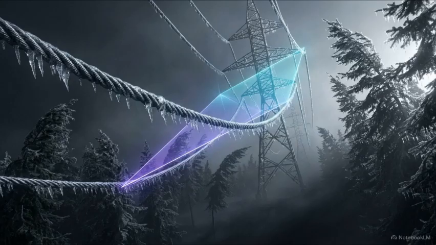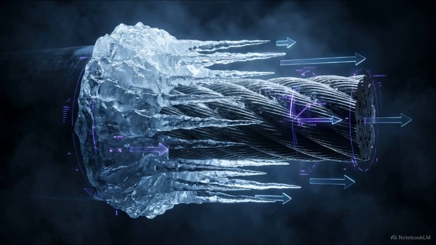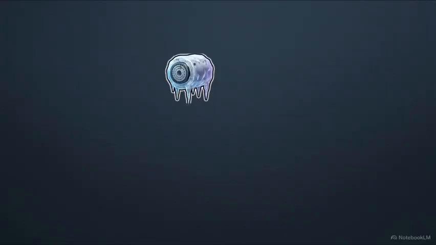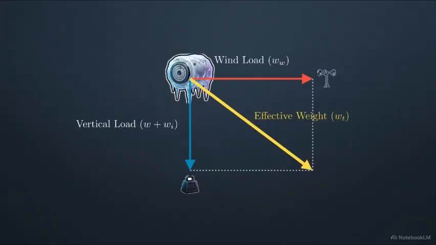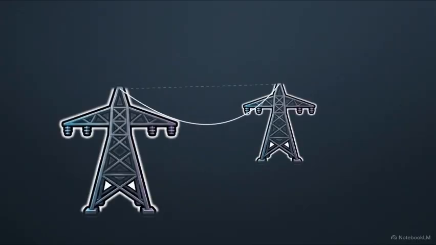Simultaneously, a winter storm brings heavy winds. Wind acts as a contradictory force, pressing horizontally against the newly expanded icy surface of the wire. This diagram shows the cross-section of the total force. We have a downward vertical load from the ice and a horizontal push from the wind. Engineers calculate the effective weight by using the Pythagorean theorem, drawing a diagonal line to find the combined vector force. This combined force results in slant sag.